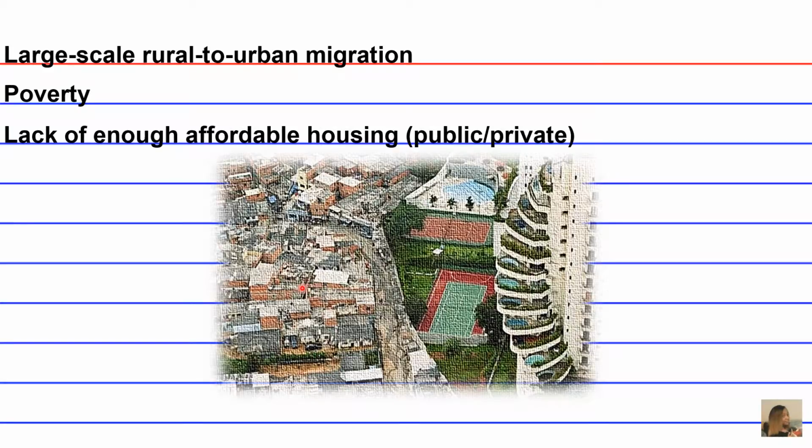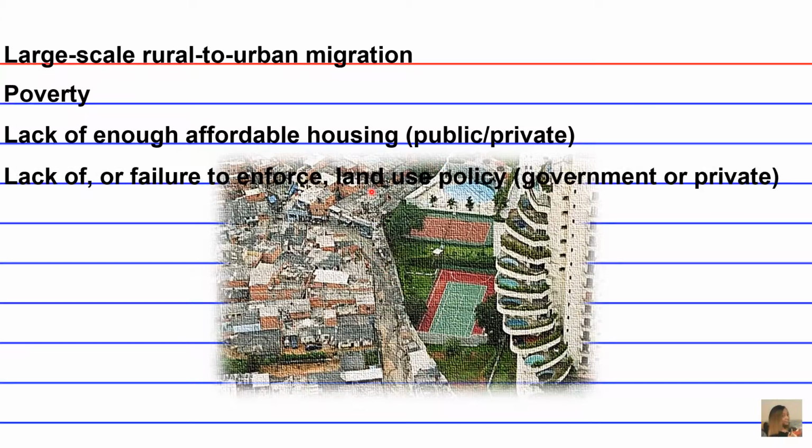A third factor is lack of affordable housing, whether public or private. I mean, even here in the United States, I live in Manhattan and the word affordable housing, it's almost non-existent, okay, especially if you're renting privately. So it's understandable that people would go where they can afford, which is a squatter community.